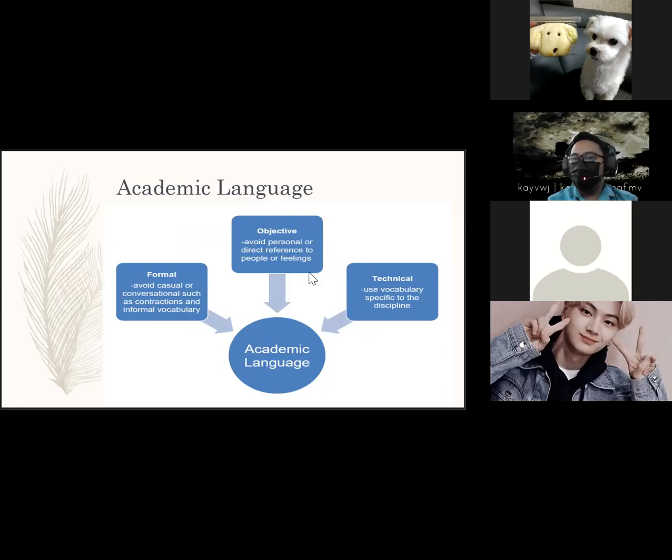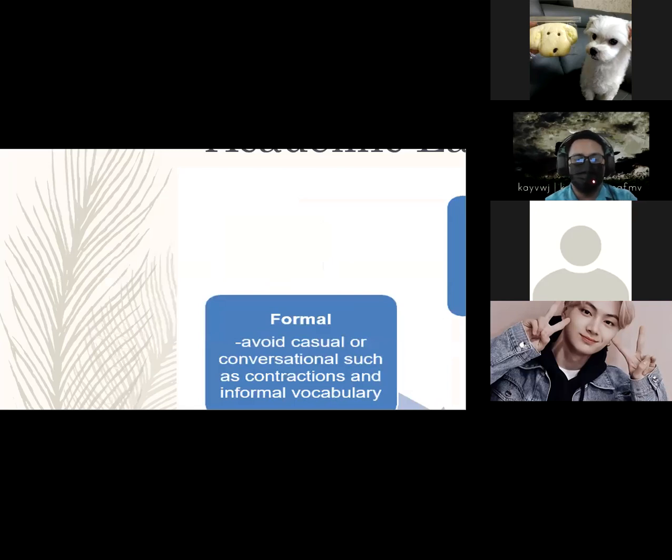Okay, when it comes to being objective of the academic language, as well as in the technical aspect of academic language, we do use vocabulary specific to the discipline. Okay, if we are talking about medical fields, then we do use medical terminologies. If we are talking about business fields, then we do use business terminologies. Okay, so again, academic language is formal, objective, and technical. Okay, let's further discuss that one.